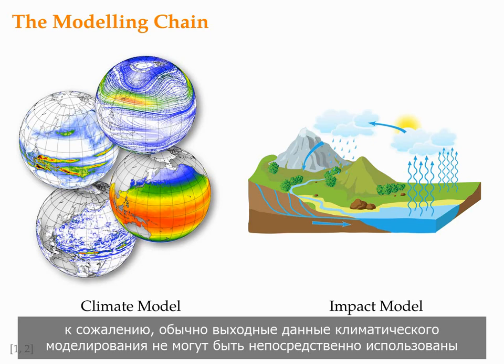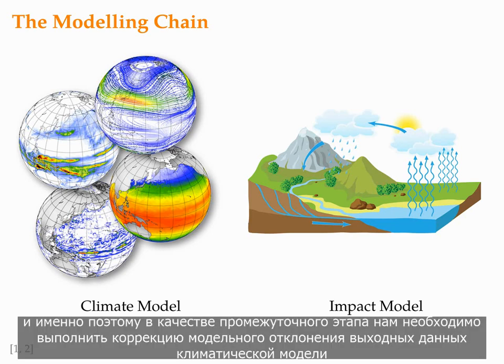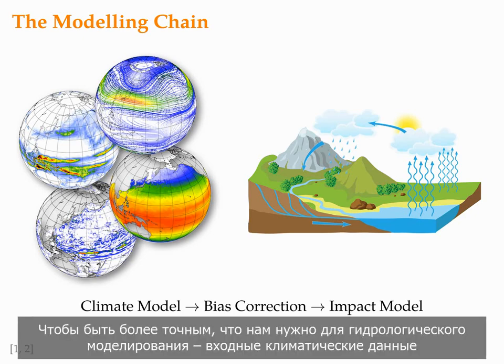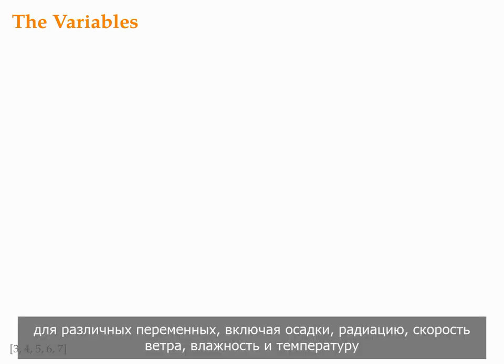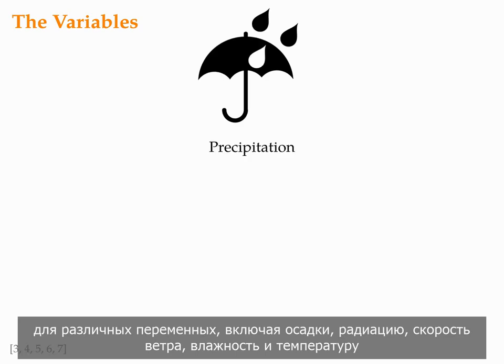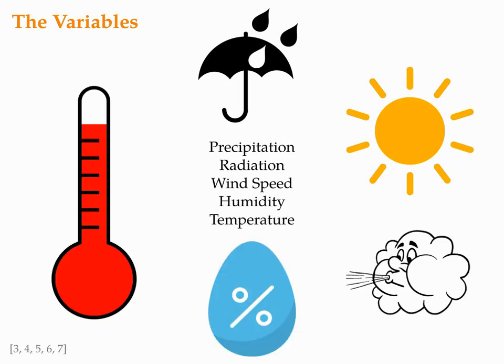Now, unfortunately, usually the climate model output cannot be directly used as input to the impact model because there are biases in that output, and that is why, as an intermediate step, we need to do a bias correction of the climate model output. To be a bit more specific, what we need for hydrological modeling are climate input data for different variables, including precipitation, radiation, wind speed, humidity, and temperature.